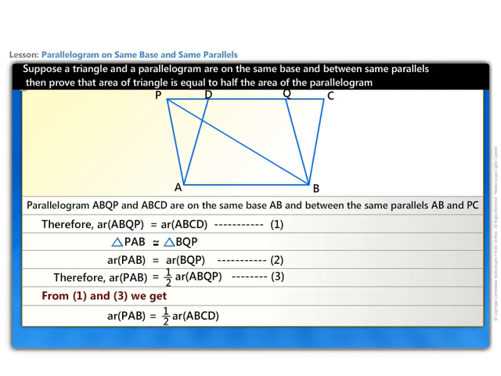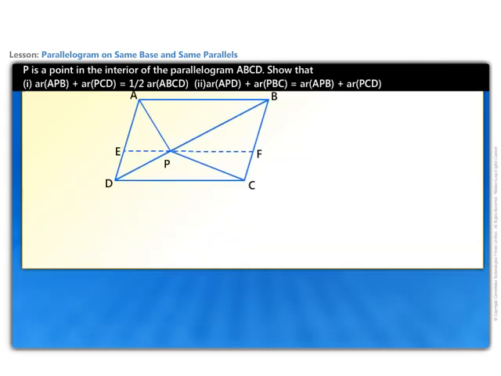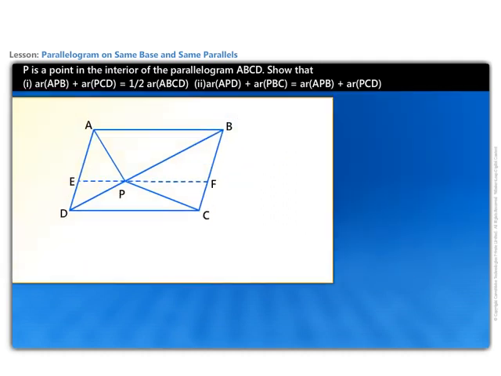Now, let us apply our learning to solve some practical problems. How do you find the area of triangles formed by point P in the interior of parallelogram ABCD, and what relation exists between those areas and the area of the parallelogram?